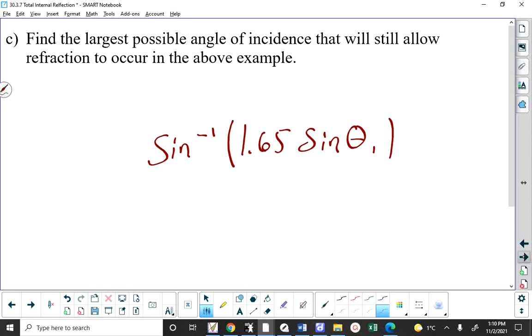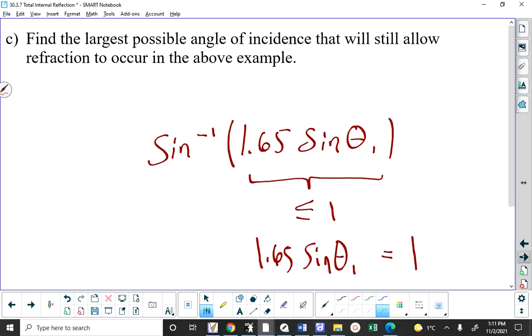Yeah. So the thinking is this. This thing, this 1.65 sine theta 1, must be less than or equal to 1, right? This must be less than or equal to 1. If that thing is not less than or equal to 1, you can't do it. So what's the biggest value that this could take on? 1.65 sine theta 1 being equal to 1. If it's exactly equal to 1, theta 1 will be as big as possible.